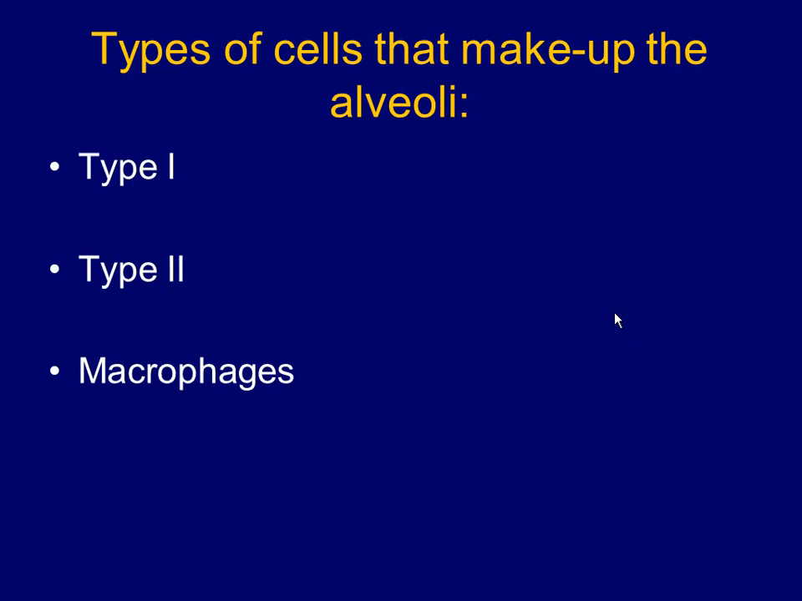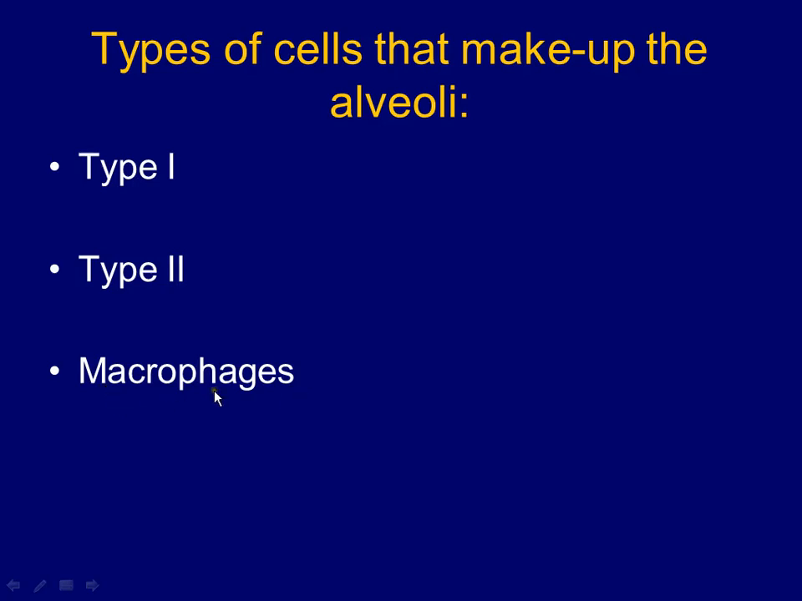Why would they start cranking out right before you're born? Because the first time ever you're going to take a breath, and if your lungs aren't full of surfactant, you can't expand your lungs. That's why premature babies have a problem breathing, is because they haven't been able to make their own surfactant very efficiently yet. So they can give them artificial surfactant, yeah.